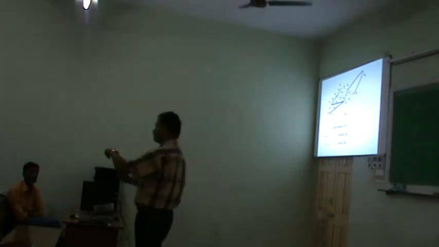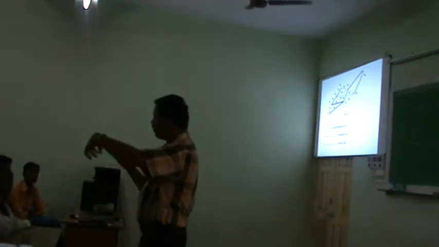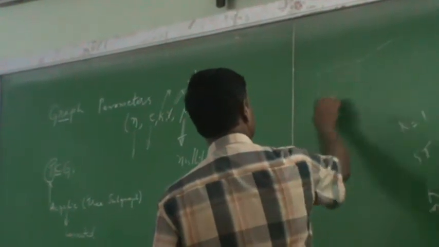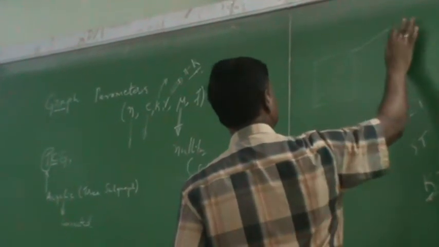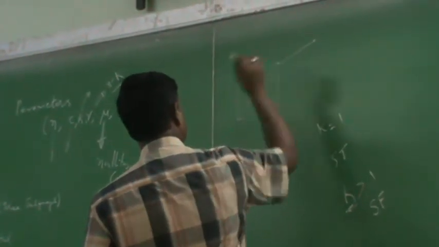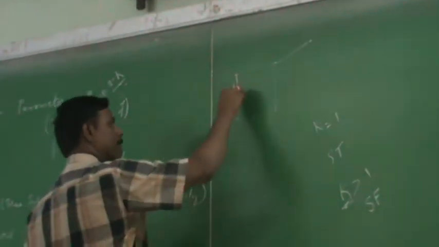Addition of a chord introduces a circuit called a fundamental circuit. Deletion of a branch makes the graph disconnected, and the branch and other edges to be removed is what is called a cut set of the graph. Look at here. Suppose I have this simple graph. So if this is a spanning tree.